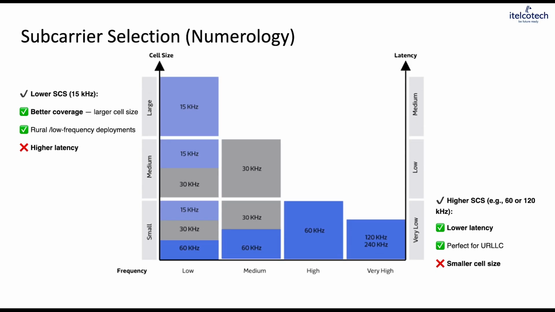So if your goal is broad coverage, go for 15 or 30 kilohertz. If you are aiming for low latency, in that case, go for the higher numerology. So when planning and deploying a 5G network, choosing the right subcarrier spacing is very critical. It affects your latency performance, signal reach, spectrum efficiency, and the type of services you would like to provide.